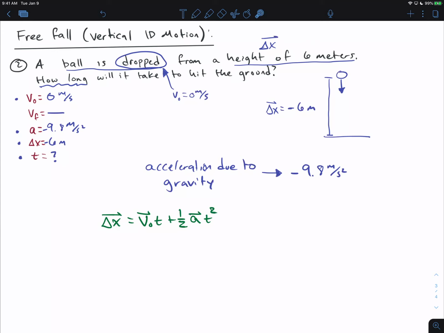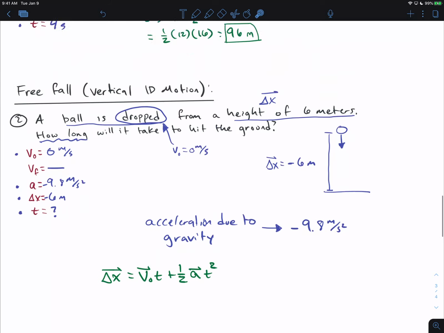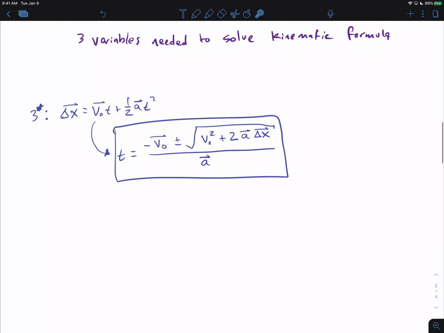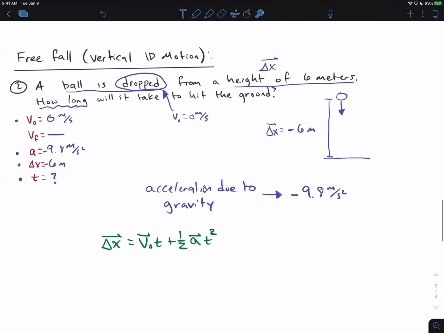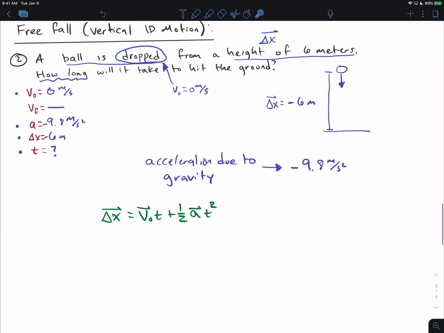If I tried to solve for time right now, I would need to use my quadratic formula, right? I would need to use this special form of equation 3 where time is already by itself. This is kind of long, and I'm not going to need that this time because something pretty nice is going to happen here. And this will happen a lot when we're doing our vertical motion problems. So let's go ahead and plug everything in.